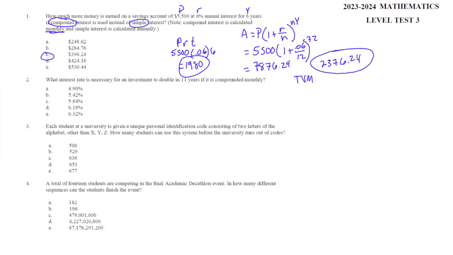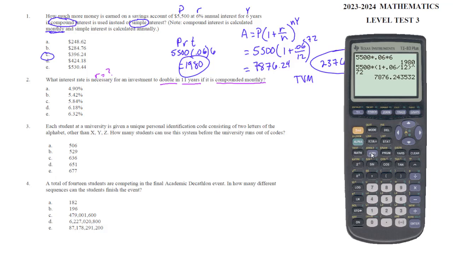All right, the next one. What interest rate is necessary? So this means R is the question mark, for an investment to double in 11 years, compounded monthly. Now, there is kind of a rule of 72 that you may be familiar with, but in this case, dividing by 11, these are really close. So we're going to have to use our TVM solver, and it's pretty cool because now we get to figure out kind of the power of what it is.